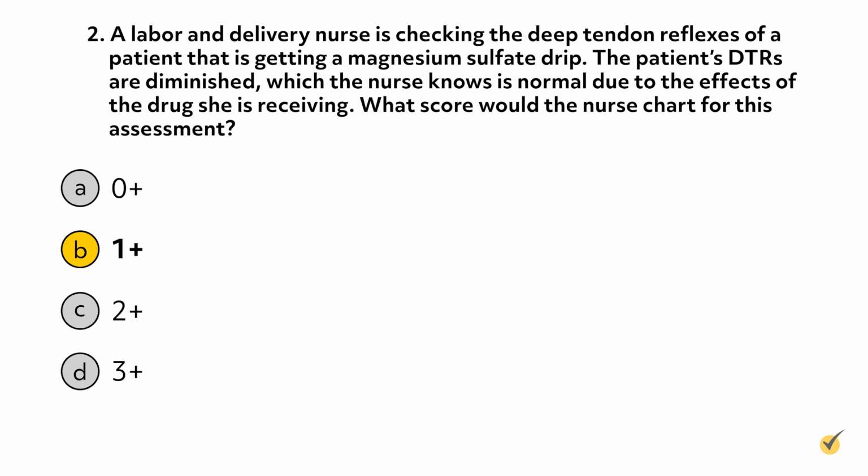If you chose B, 1, you're correct. DTRs that are 1 are considered diminished, but may be normal and are indeed normal for a patient receiving a magnesium sulfate drip.